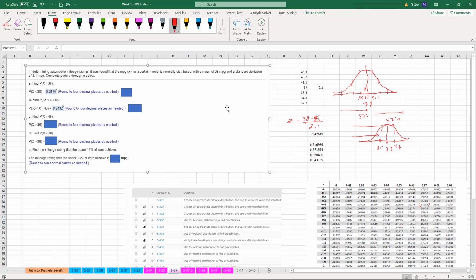You can throw out any problem that is normally distributed here. So again, how would you do the probability of x greater than 45? So 45 would be way out here. We're getting into the thin tail here, right?